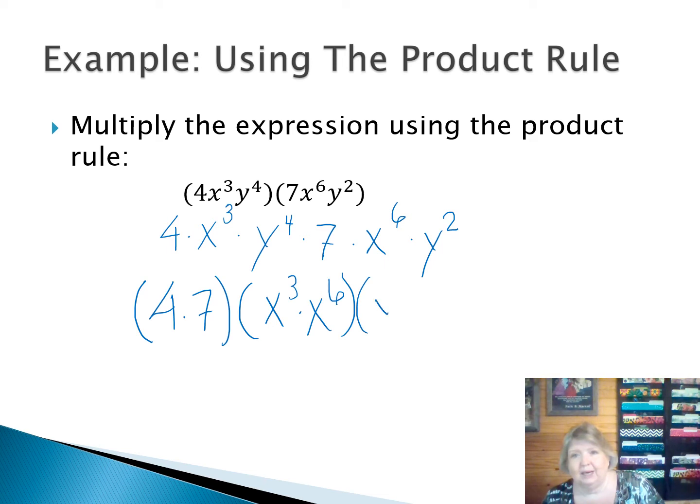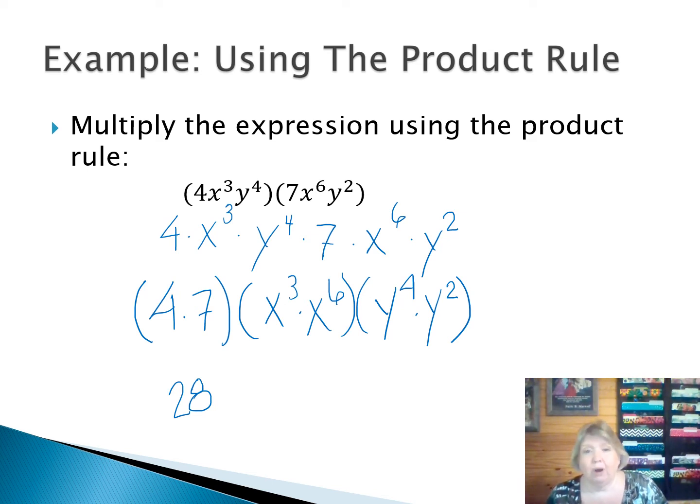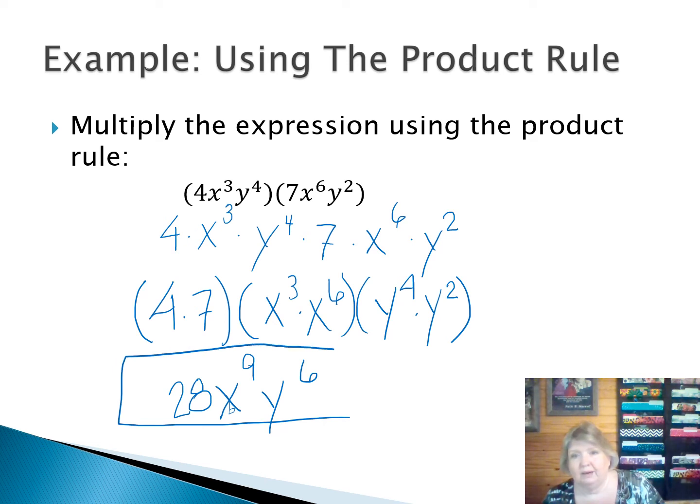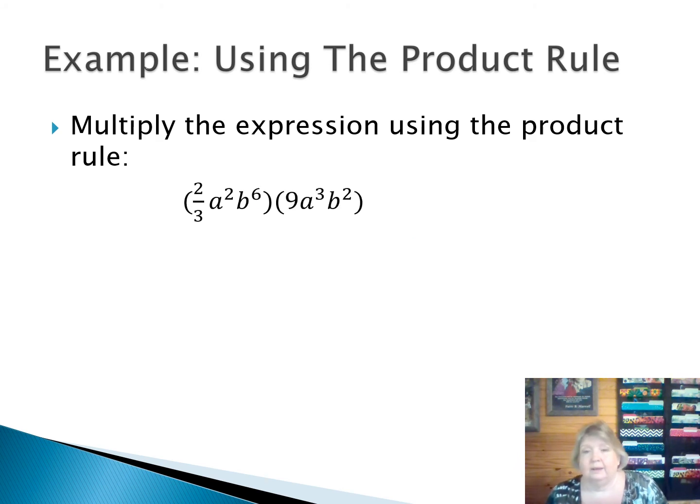Then I'm going to take the y's, y to the 4th times y squared, and I'm going to put them together. Then I have, now the front one is not an application. 4 times 7 is still just 28, just like it always has been. But in these last two, I have two examples of the product rule. You put down your common base and you add your exponents. And all of a sudden, you arrive at your answer. Let's do that again.